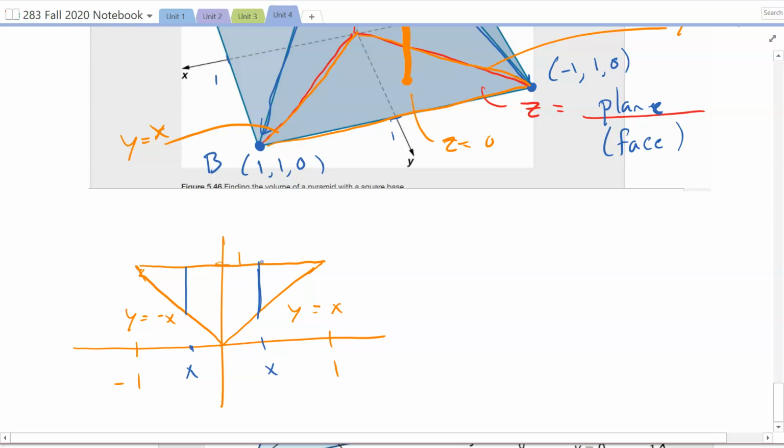So in part 2 of this video, we'll finalize this by redrawing this region and setting this up using horizontal slicing. More to come.